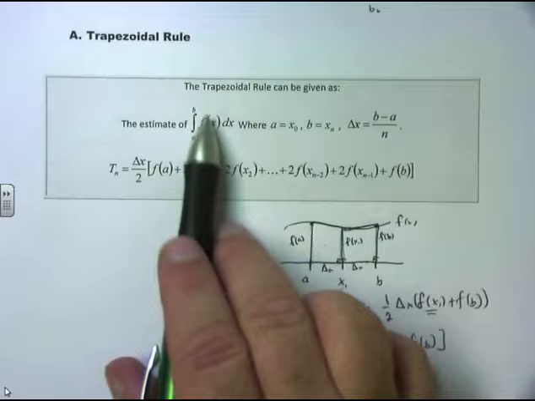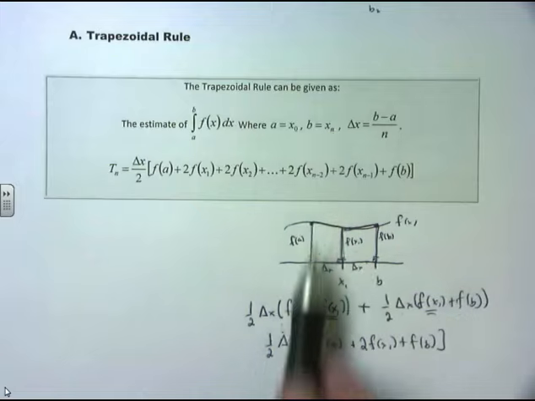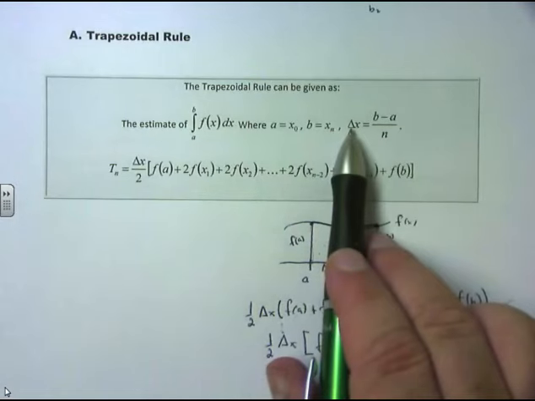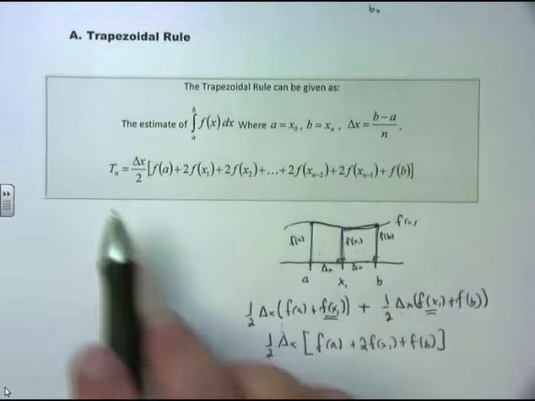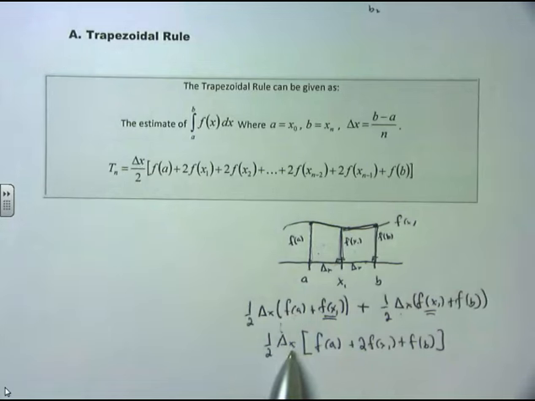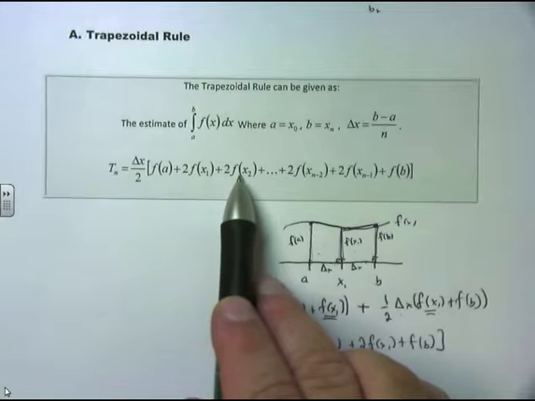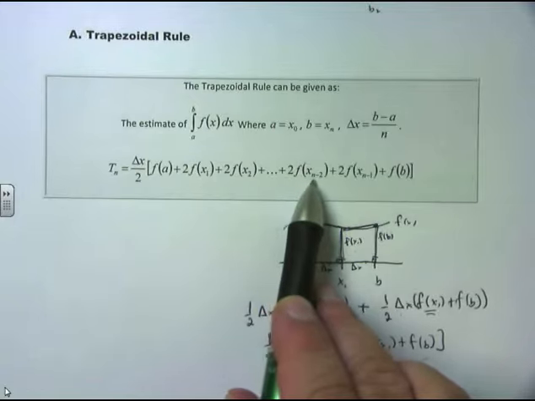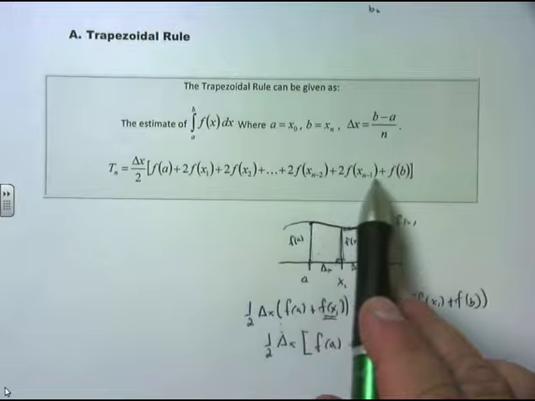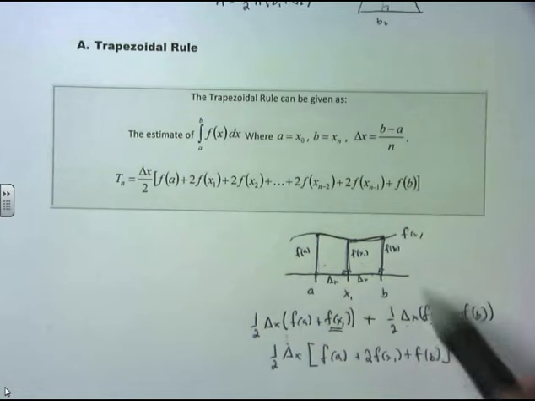To integrate from a to b of f of x dx, where a is equal to x naught and b equals xn, as you partition this thing, your delta x, of course, never changed. It's b minus a divided by n. Then the trapezoidal rule for n partitions is delta x divided by 2, that's your 1/2 delta x, times f of a, that's your first point, plus 2 times all the internal partition points: 2 times f of x1 plus 2 times f of x2 plus dot dot dot plus 2 times f of xn minus 1, and then you've got the last point, which is your bound point, f of b.